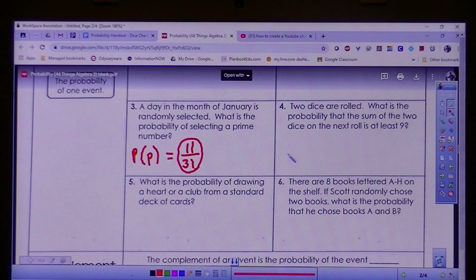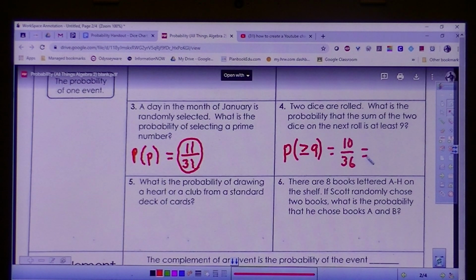And so probability, and it would be greater than or equal to 9. That's how that would look. That's what at least 9 would be. And then we said that was 10 out of 36. And then that reduces to 5 over 18.